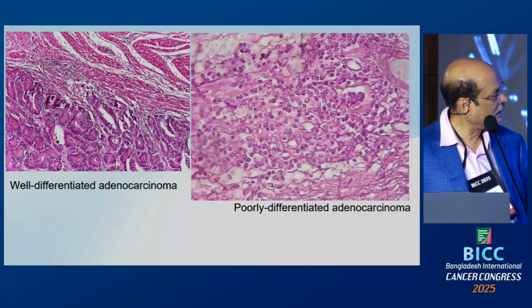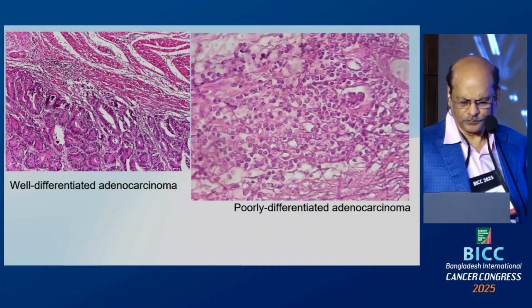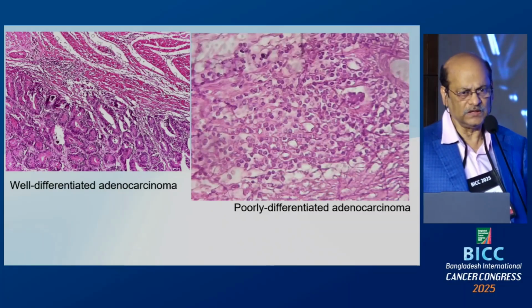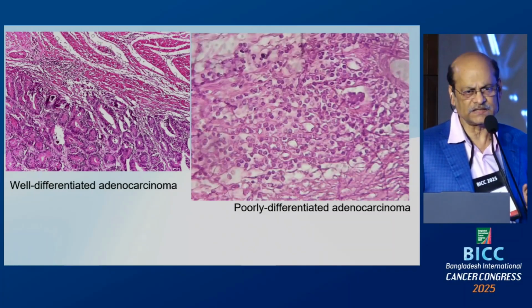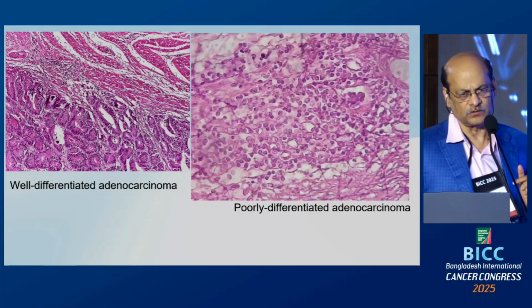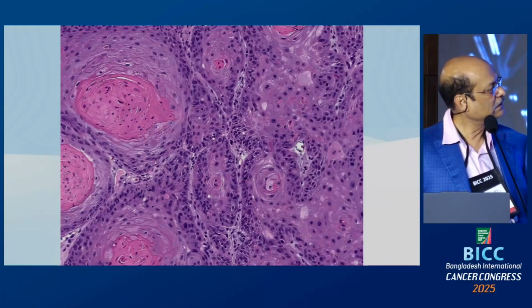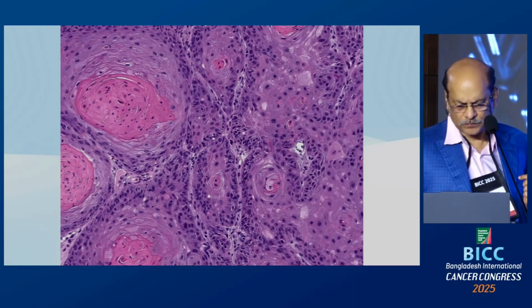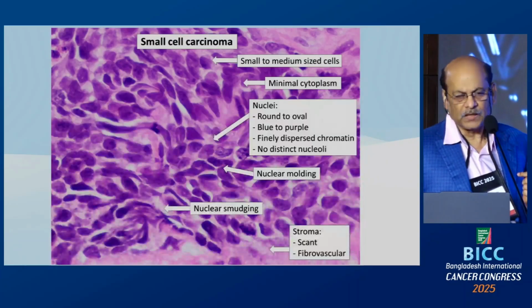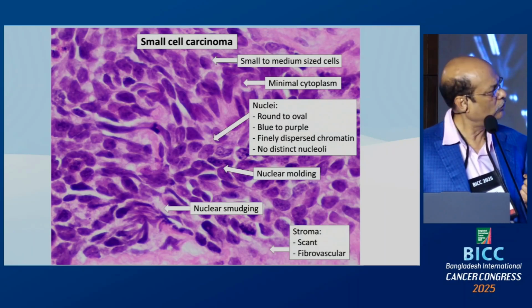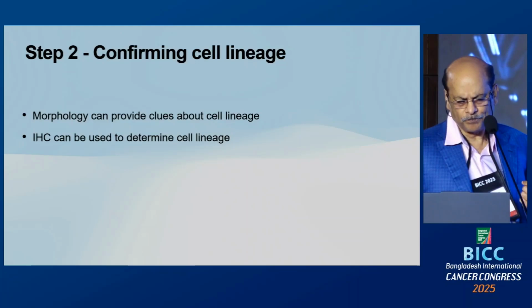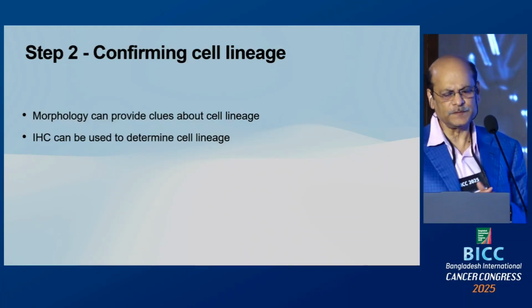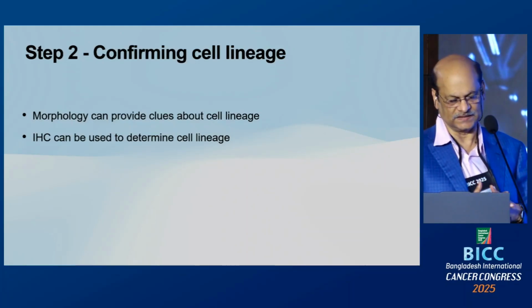Now this is an adenocarcinoma. On the left side it is a well differentiated adenocarcinoma, on the right side it is a poorly differentiated adenocarcinoma. And this one is squamous cell carcinoma; there is evidence of keratinization. And this is a small cell neuroendocrine carcinoma, a very cellular tumor. So the next step is confirming cell lineage.